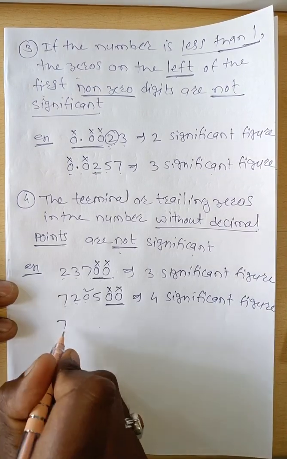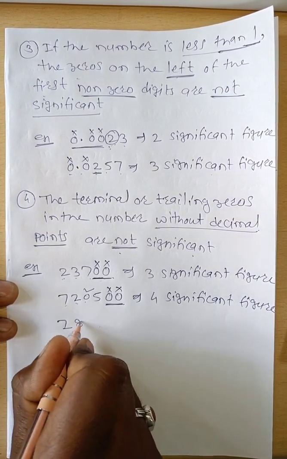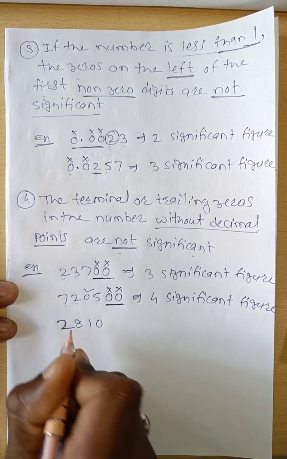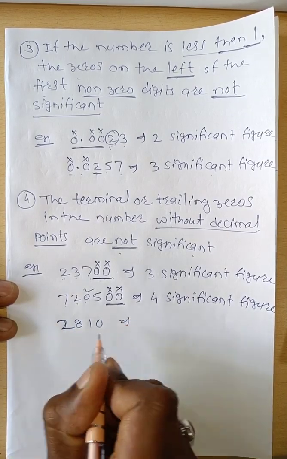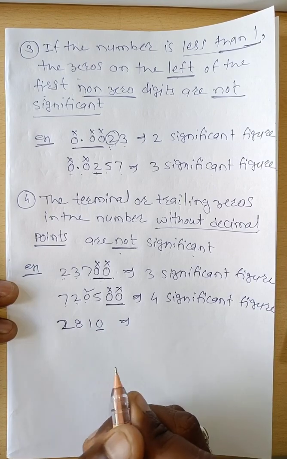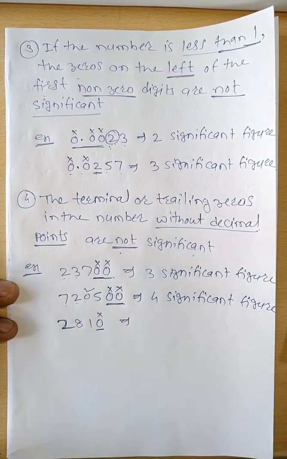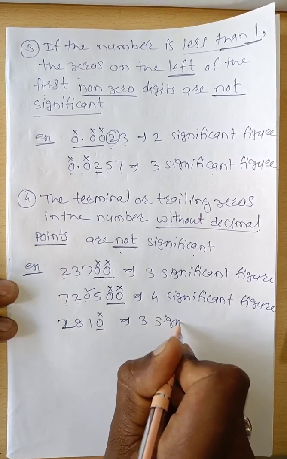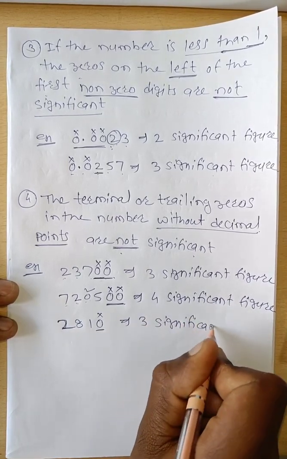Now next example, suppose 2810. In that case these are the trailing zeros. Therefore the trailing zeros are not significant. This number has 3 significant figures.